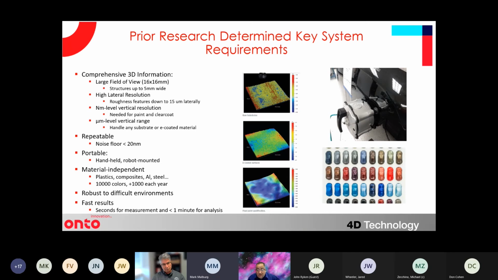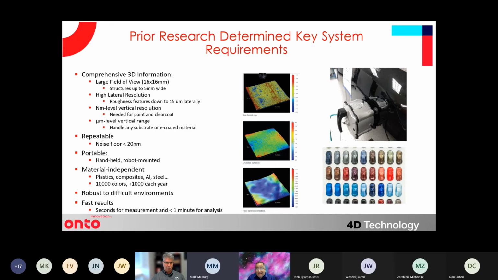And prior research, with folks like Don and Mark, and led by people in the automotive industry, such as Alex Pete, really have determined key system requirements in order to quantify what's going on with the paint process. The eye is actually, to Mark's presentation, sensitive to structures up to 4 or 5 millimeters wide. And so you need a very large field of view because you want to be able to sample at least some of those structures, multiples of them, to have something that's statistically significant.